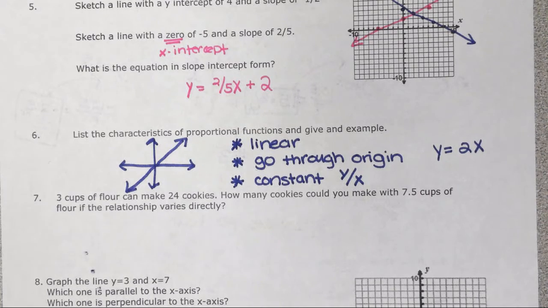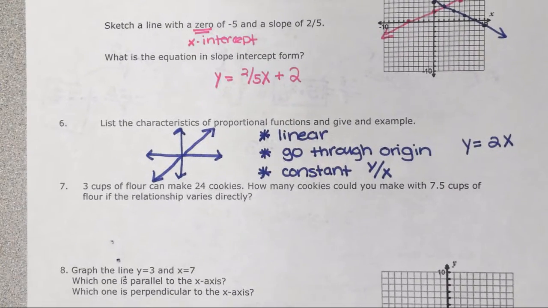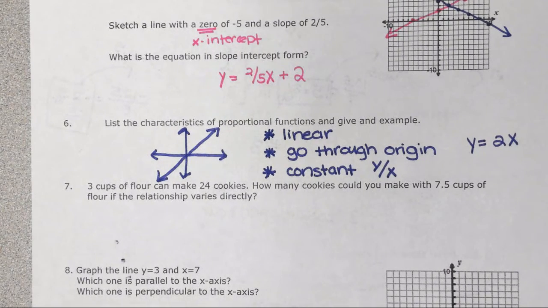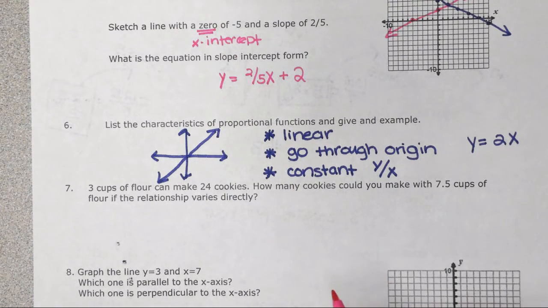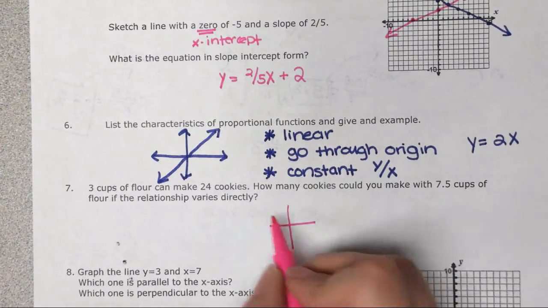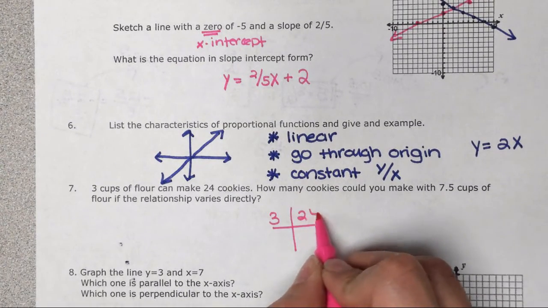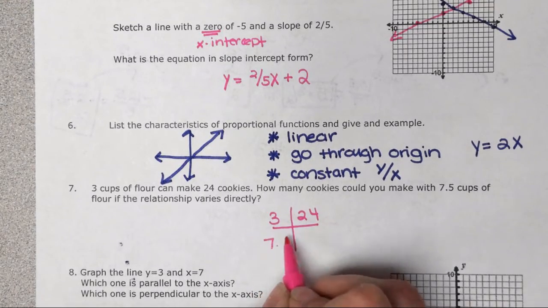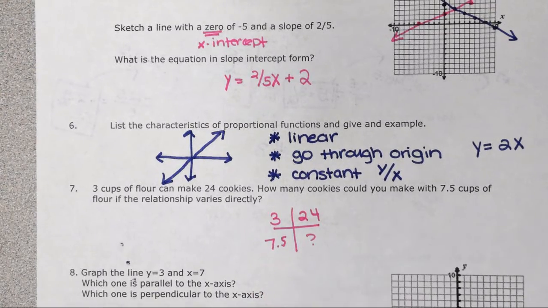Number 7. 3 cups of flour can make 24 cookies. How many cookies could you make with 7.5 cups of flour if the relationship varies directly? Here we're going to set up a table. 3 cups makes 24 cookies. So 7.5 cups would make how many cookies?